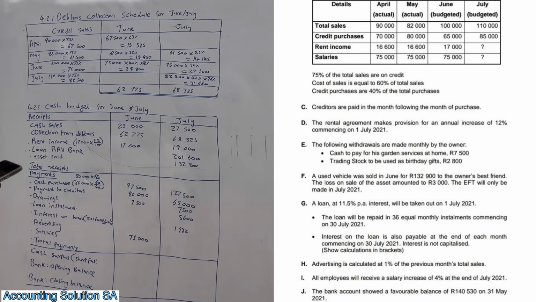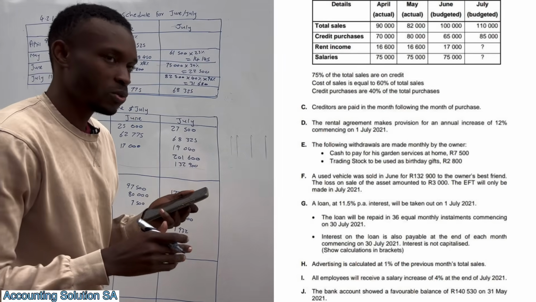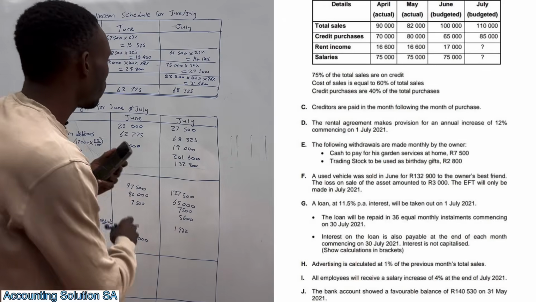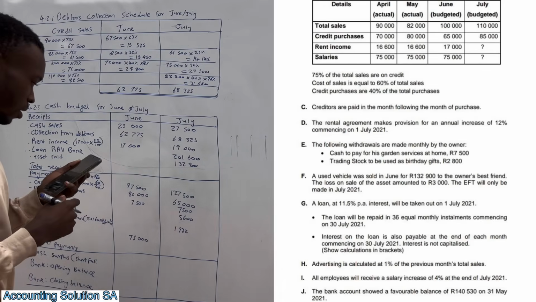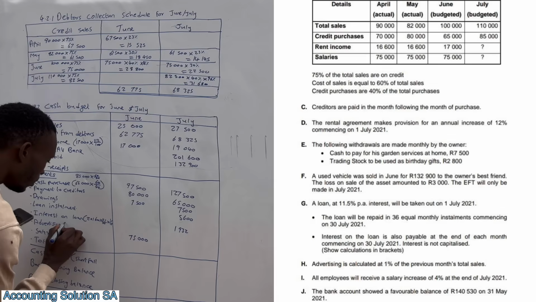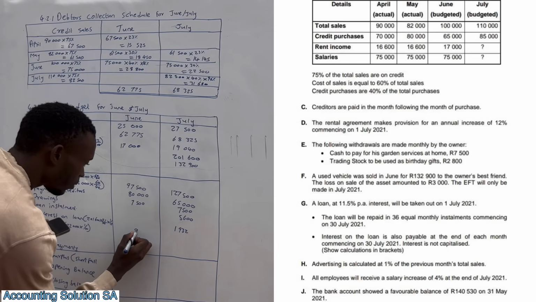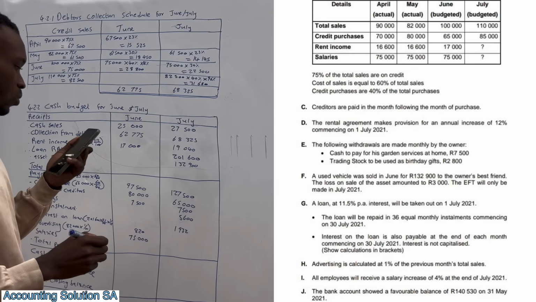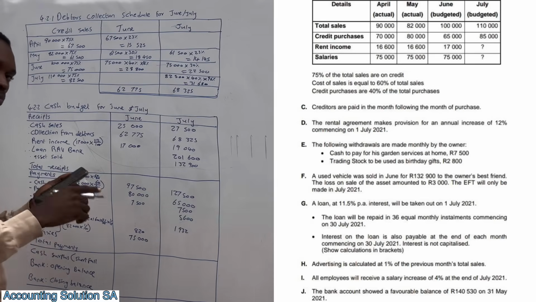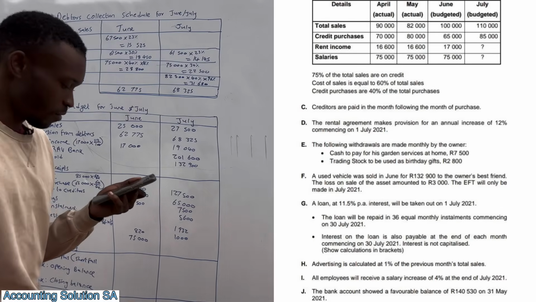The next one, they say advertising is calculated at 1% of the previous month's total sales. So when we calculate advertising, we use the previous month to calculate for this month. For June, we use the one for May. In May, it was 82,000. We take 1% of 82,000, which is going to give us 820. And for July, we use June, 100,000 multiplied by 1%, which is going to give us 1,000. Just like that. Very simple.